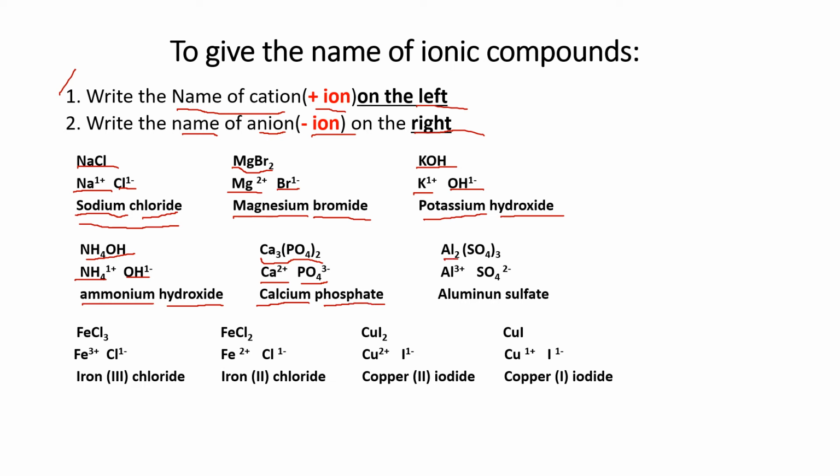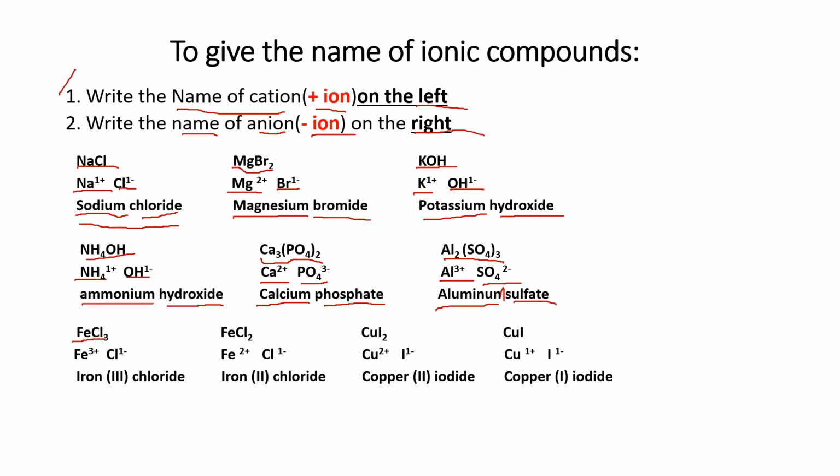Next is Al2(SO4)3. The cation is Al3 positive and the anion is SO4 2 negative. So the name of the cation is aluminum. And sulfate is the name of SO4 2 negative.